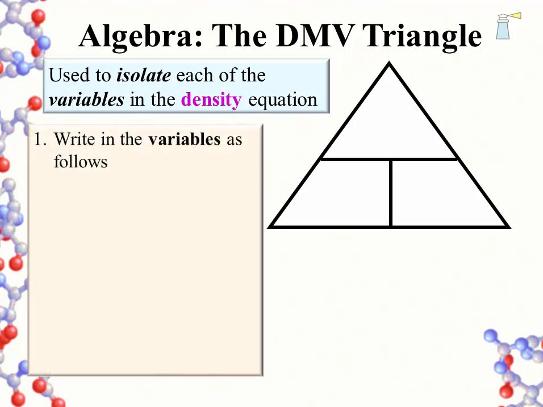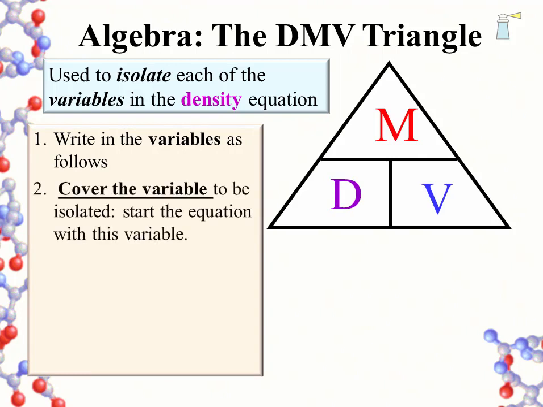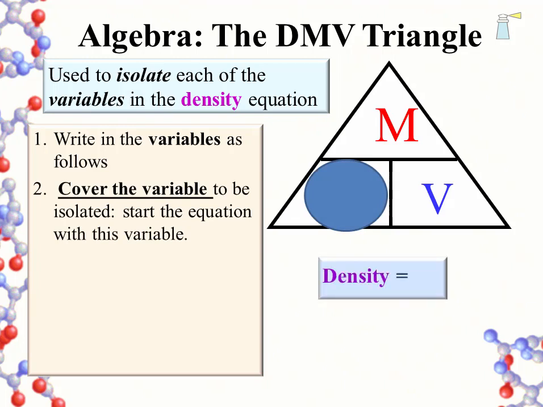Begin by writing in the variables as follows: D on top, M, V below. M over D, V. Next, cover the variable to be isolated. Start the equation with that covered variable. We can use D as an example of the variable of interest. That gives us density equals.